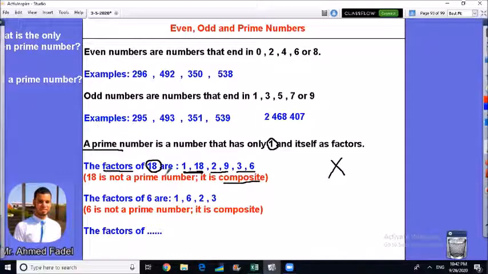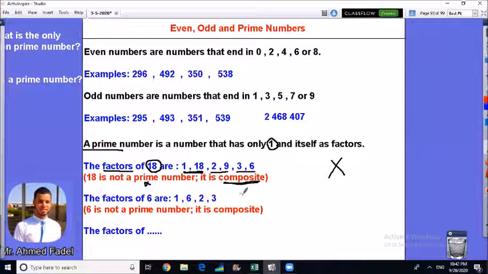Once you know that, 18 is an even number. It's 2 multiplied by something. So it's not prime. If it's not only 1 and that number, like here, 1 and 18 only, if we have other factors, then it is a composite number. It is not a prime number. So this is what's written here in red: 18 is not a prime number, it is composite.